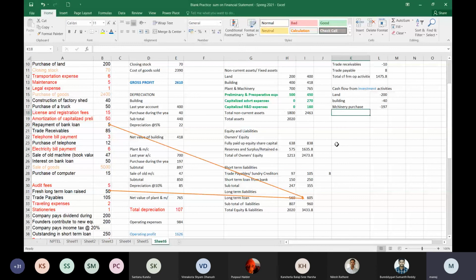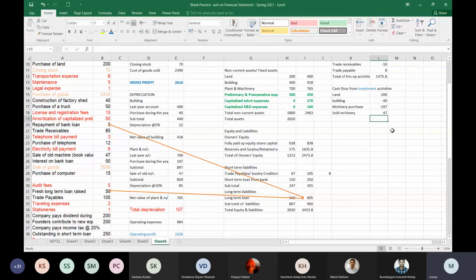Is there anything else other than machinery in cash flow from investment activity? I don't think we have bought anything else. So we make a subtotal, equal to the total of these three cells. Oh sorry, I forgot something. Do you remember? We actually sold some machine, right? Sold machinery and that money has come in. So this is equal to sale of old machine valued 47. This money has come in. So that should be positive.